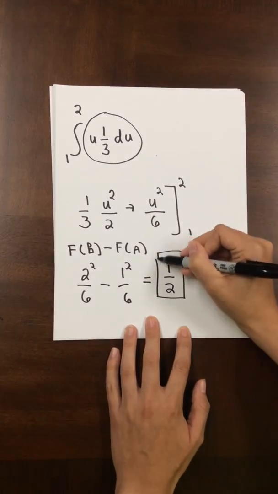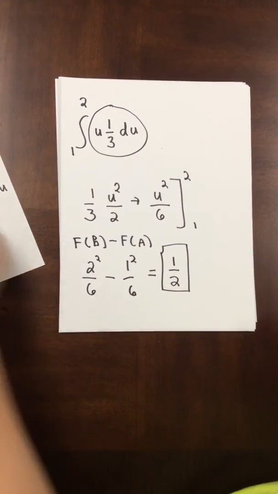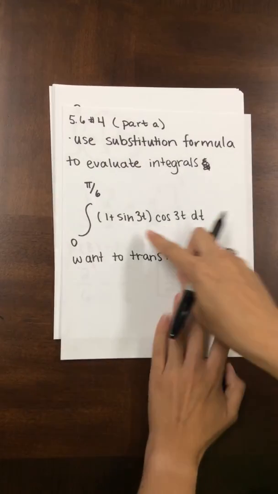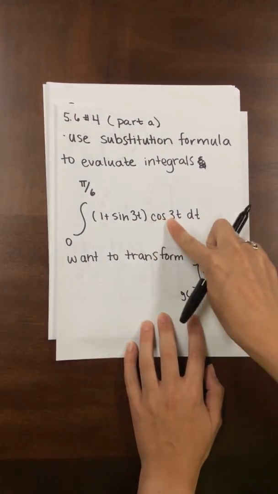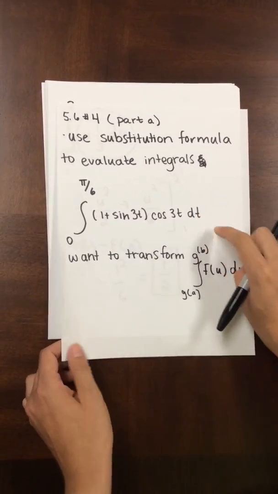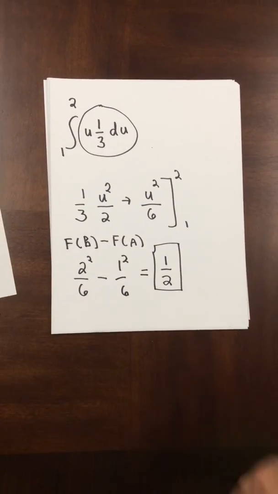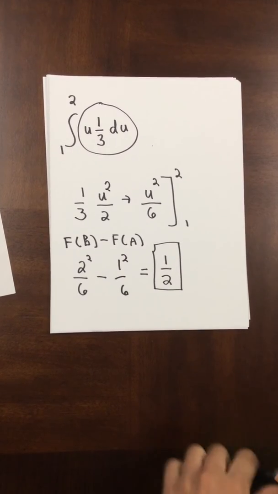So our answer for finding by substitution the integral from 0 to pi over 6 of 1 plus sine 3t cosine 3t dt is 1/2, and that's how you do problem number 4 from 5.6.